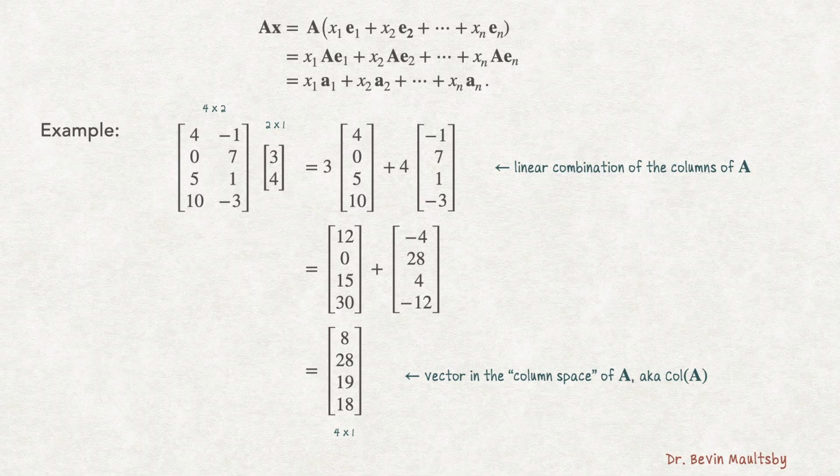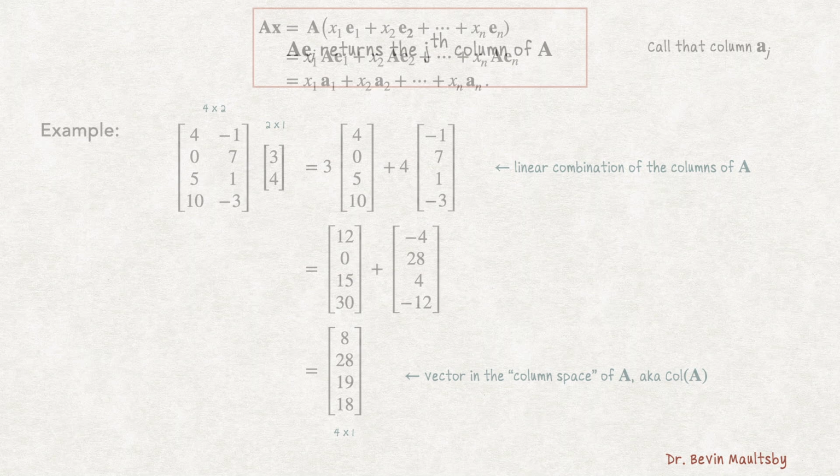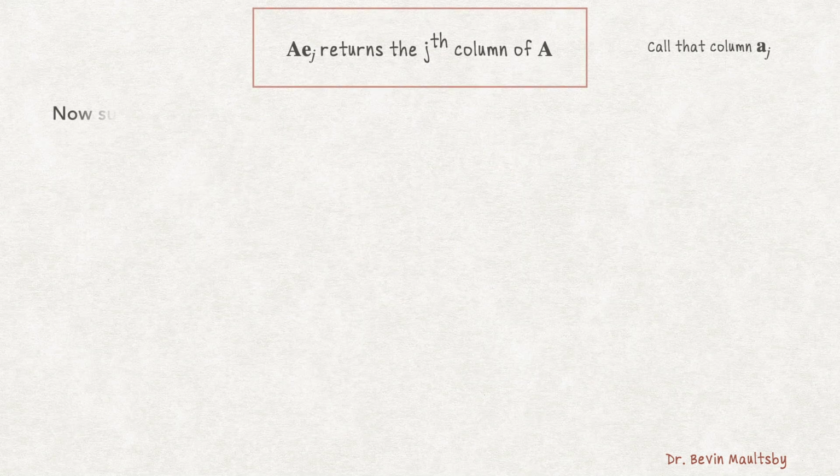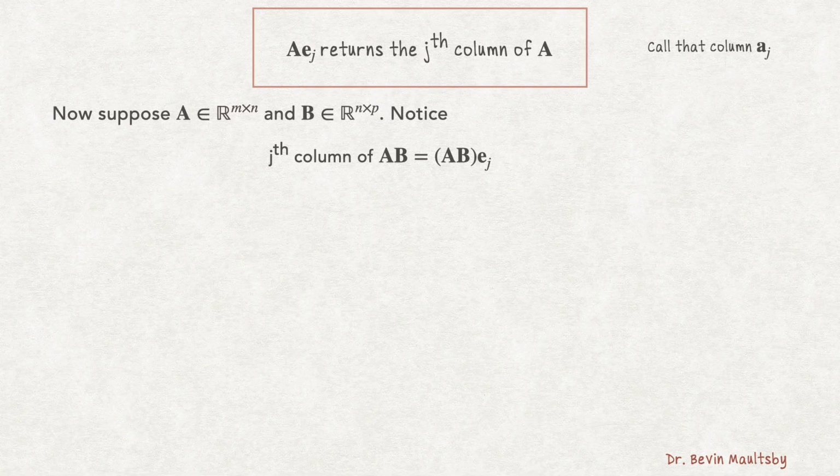So hopefully this example makes it clear why a matrix times a vector can be viewed as a linear combination of the columns of the matrix. Let's go a little further. Now suppose that A is an M by N matrix and B is an N by P matrix. We can multiply A and B to get an M by P matrix, and then what if I wanted to say something about the jth column of the resulting matrix? Well, now we know that we could take the matrix AB and multiply it with the standard basis vector e_j. And what this product should give us with e_j is the jth column of AB.